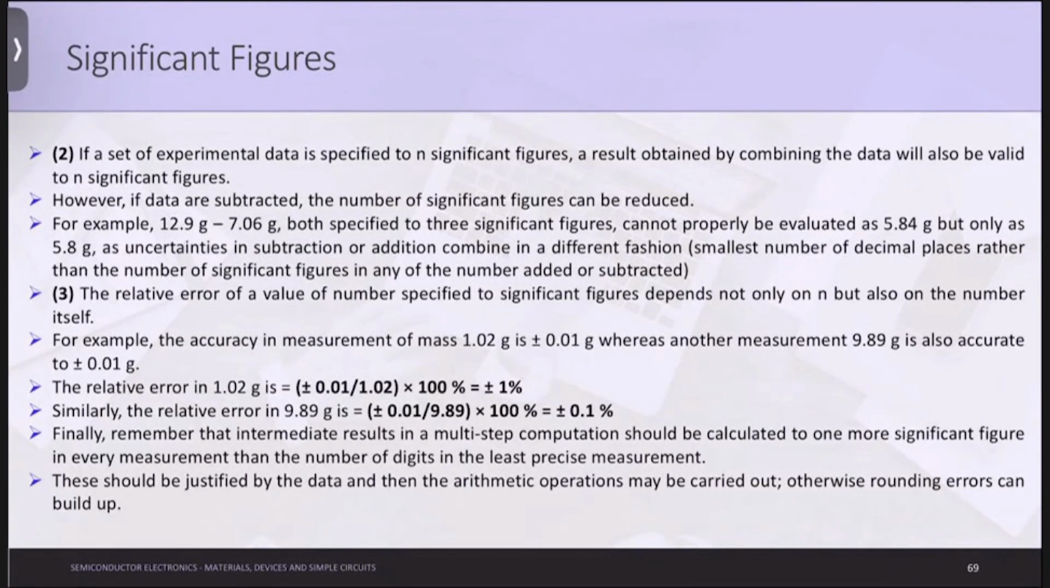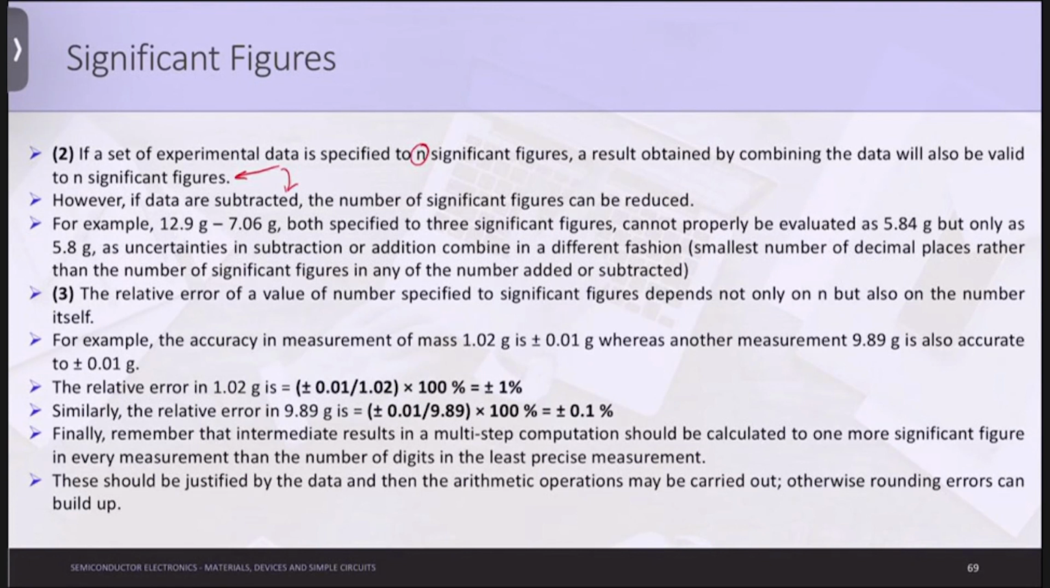So what they are saying is that if we have a set of experimental data having n significant figures, n can be anything, 1, 2, 3, 4, 5, 6, 7, 8, a result obtained by combining the data will also be valid to n significant figures only. One of the typical examples, which we saw previously, is an example of this. However, now where there is a turn is in the example of subtraction. What happens in subtraction is that the number of significant figures can be reduced.